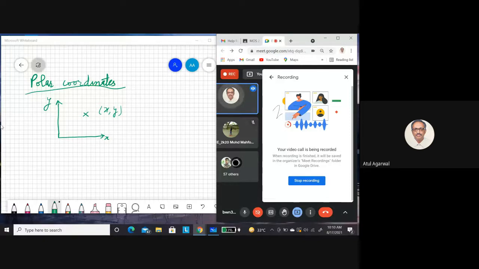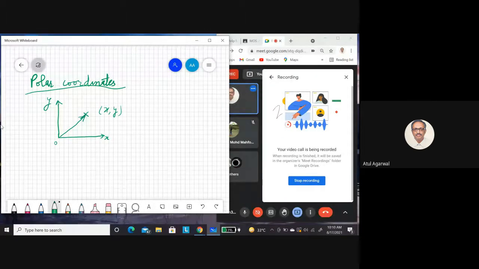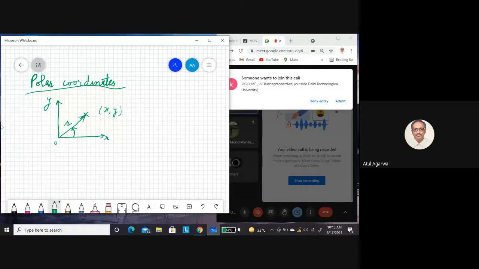You can join the point with a line from the origin. This distance from the origin to the point is called r, and this angle, this ray makes with the positive direction of x-axis, is theta.